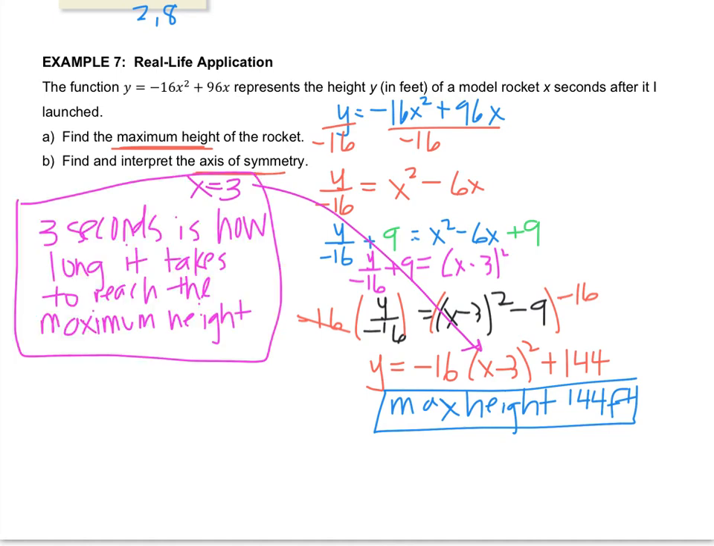All right, so that's what I wrote. 3 seconds is how long it takes to reach the maximum height, which we know is 144 feet. And I just looked over on the right, and I think I overused my colors because there's just a lot of colors going on.